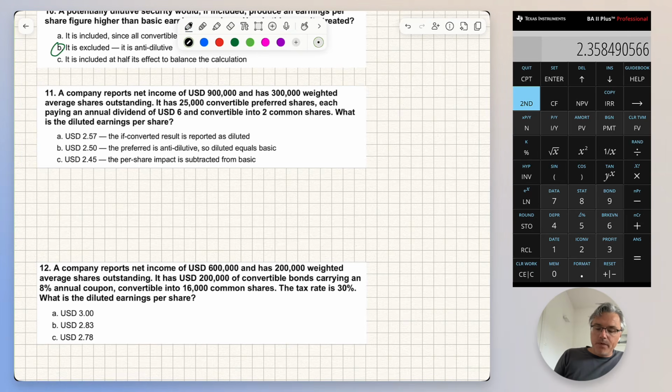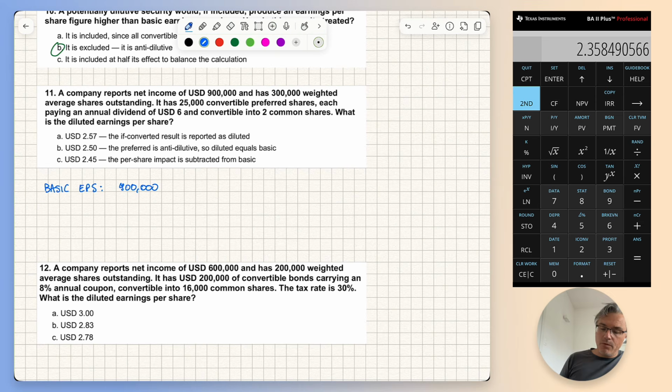Let's do question 11. A company reports net income of 900,000 and has 300,000 weighted average shares outstanding. It has 25,000 convertible preferred shares, each paying an annual dividend of $6 and convertible into 2 common shares. What is the diluted earnings per share? Okay. So start with basic. As always, take the 900,000 of net income.